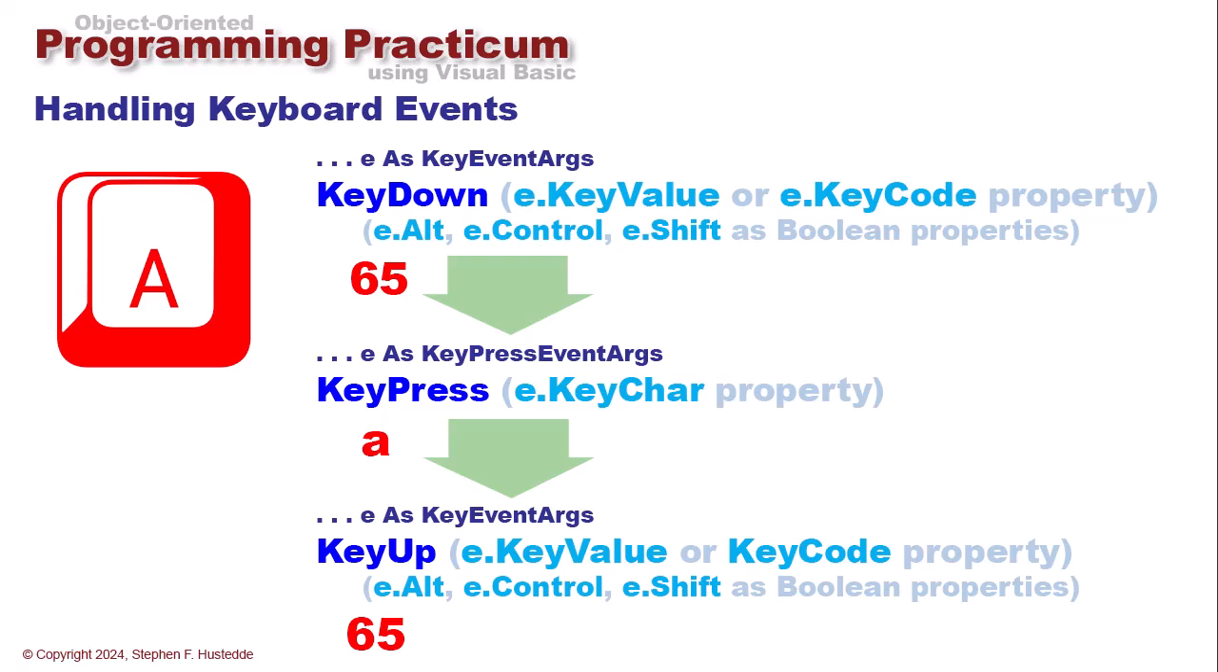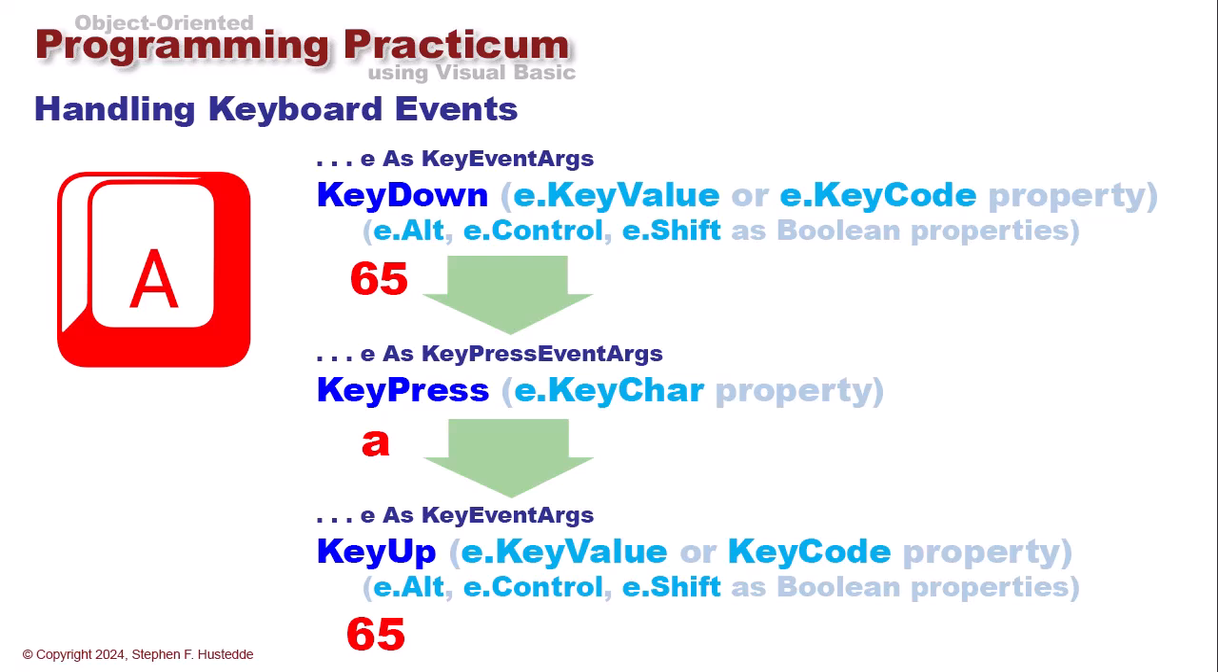Remember, that was the ASCII value of a capital A. In this case, it doesn't matter if it's capital A or lowercase a. The key itself has a key value or key code of 65. However, there are also some Boolean properties with E of e.Alt, e.Control, and e.Shift that will tell us true or false if those keys are also being pressed down at the same time. So if it was a capital A, we'd get a key code of 65 and an e.Shift of true.